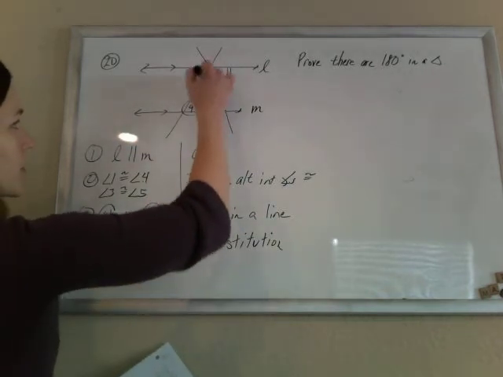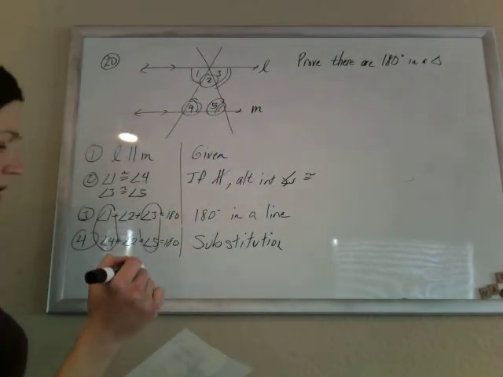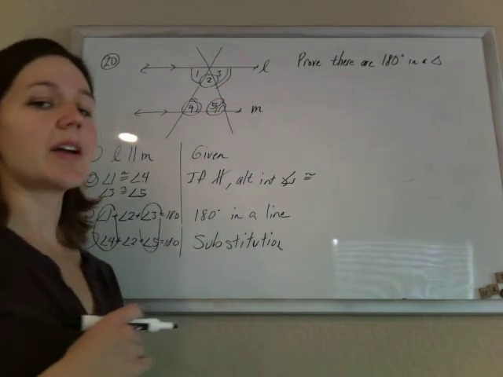So 4 plus 2 plus 5 is 180. So there's 180 degrees in your triangle. And that's that.